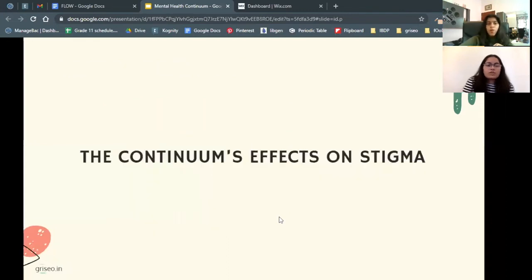So now we're going to talk about the effect of the continuum on stigma. Like I mentioned initially, mental health is stigmatized, and the continuum definitely helps reduce it. To illustrate this, we're going to be using a study performed in 2016, published by European Psychiatry. In this study, there were more than 1,000 participants, and they were given a story of a made-up character named Anne who has schizophrenia.